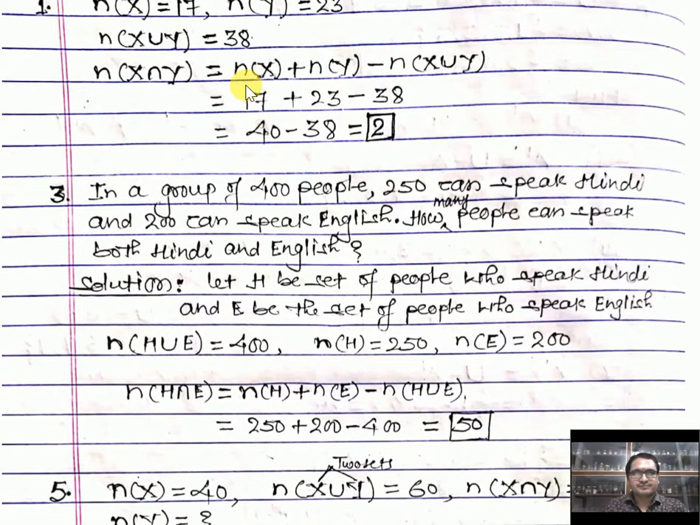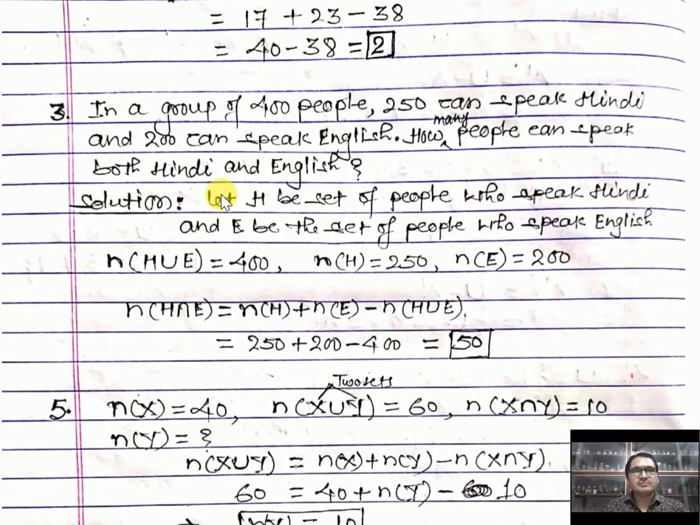Question number 1. There are two articles X and Y. The number of articles X is given as 17, the number of articles Y is given as 23, and the number of X union Y is given as 38. We need to find X intersection Y. So we can apply the formula: n(X intersection Y) equals n(X) plus n(Y) minus n(X union Y). Put in the values and you will get the answer.